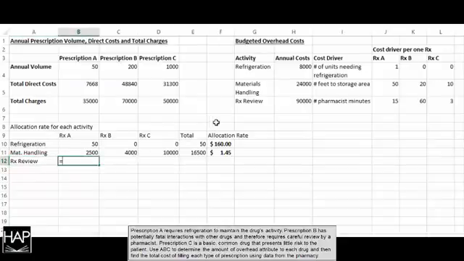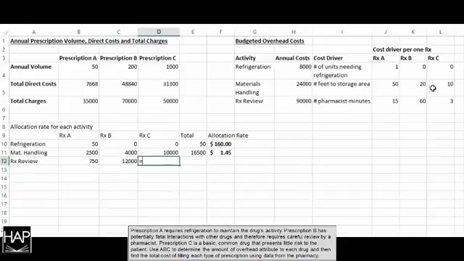Then if I look at the cost of prescription review and how I'm going to allocate that, I look at the number of pharmacist minutes spent with prescription A multiplied by the number of prescription As filled that year. So there's 750 minutes spent filling prescription As this year. I'm going to do the same for prescription B. There's 60 minutes spent for each prescription B that's filled times 200 prescription Bs. So the pharmacist spent 12,000 minutes over the course of the year counseling patients for prescription B.